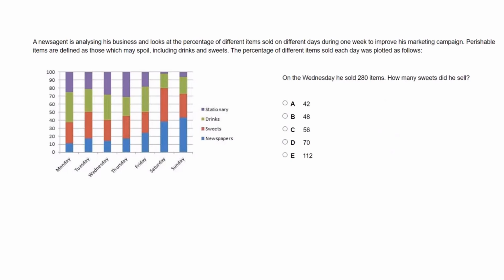So 40 minus 15 is 25% of the things sold as sweets. So in other words, a quarter of them. And it says 280 altogether, so it's just a quarter of 280, which is 70. So D is the answer.